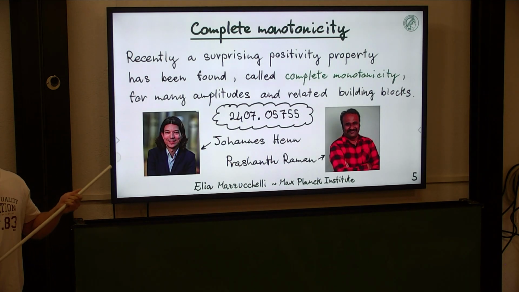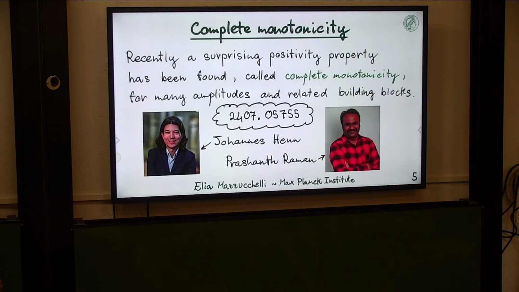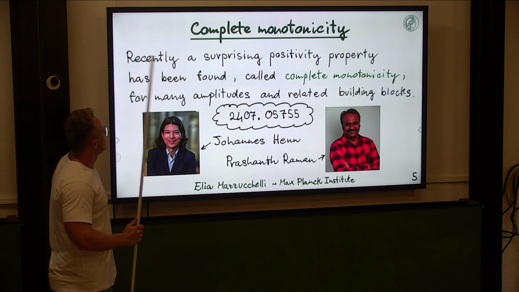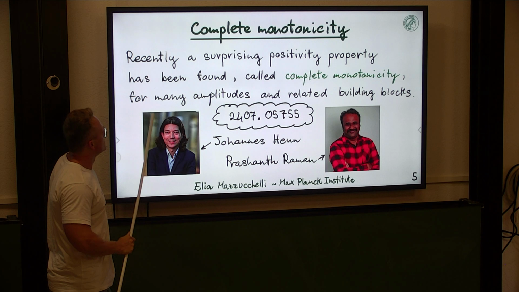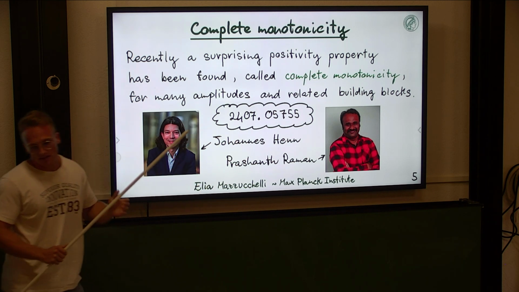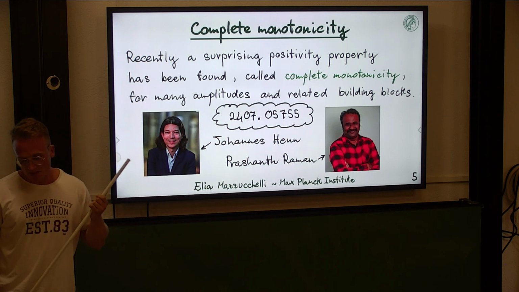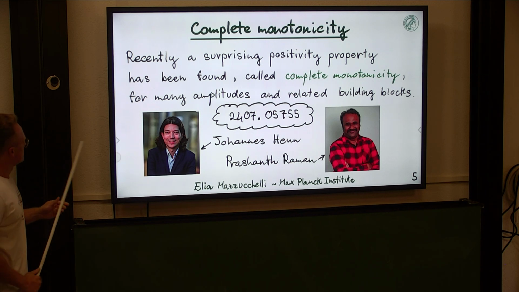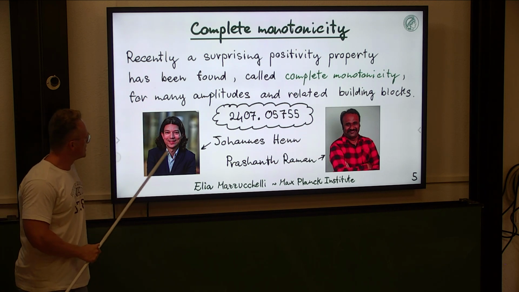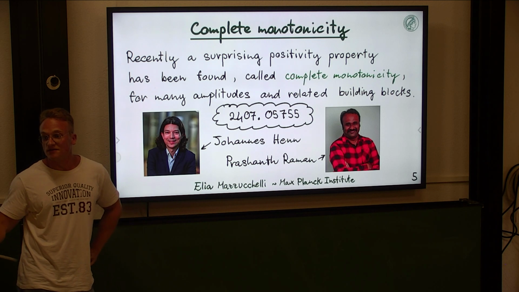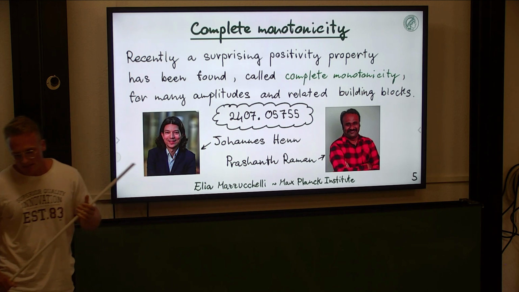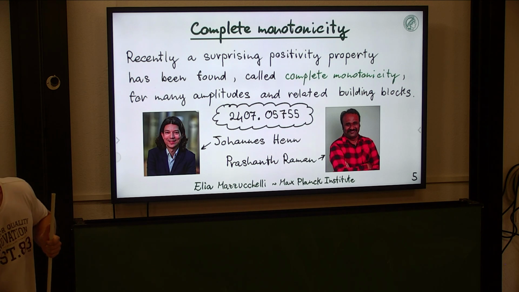And the connection to this property of complete monotonicity arose recently because this property has been observed in many functions appearing in quantum field theory and building blocks of it. So this has been done by Johannes Henn, my supervisor, and Prashant Raman, who is sitting there, in this paper.